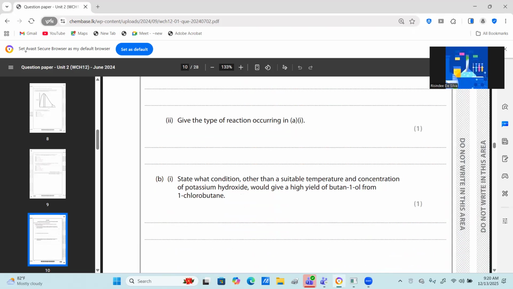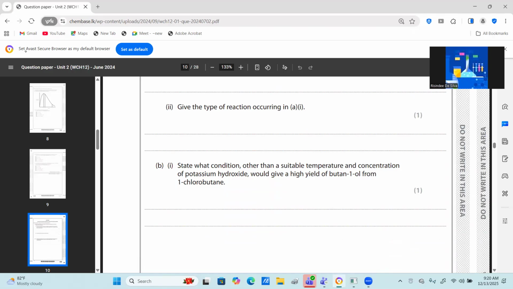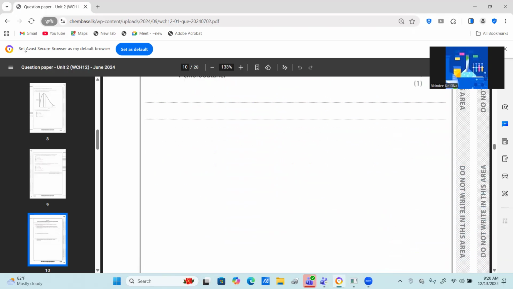State what condition, other than a suitable temperature and concentration, is needed to get an alcohol. To get an alcohol from a halogenoalkane, children, we need to add it in aqueous medium, right? So you can write aqueous solution.